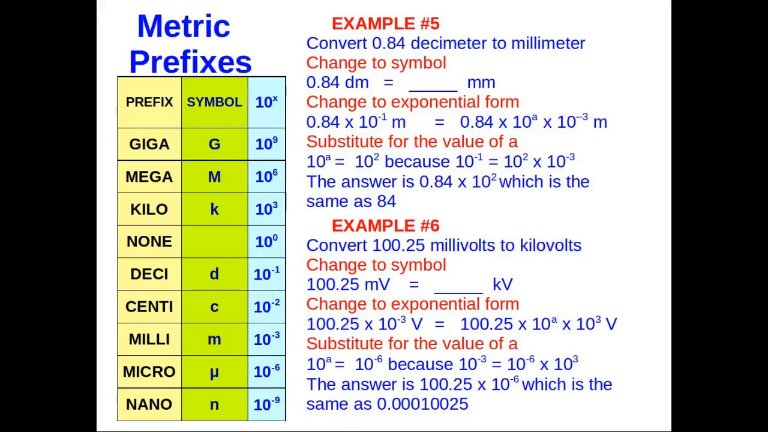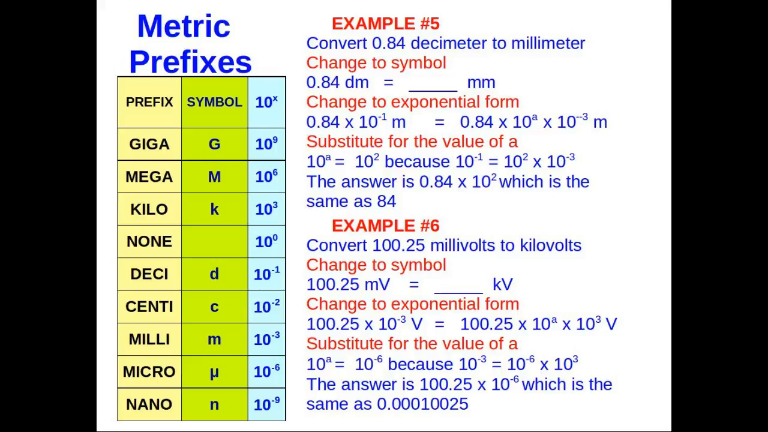0.00036. Example number 5. Convert 0.84 decimeter to millimeters. Solution. Step A. Changing to symbols. 0.84 dm equals blank mm.